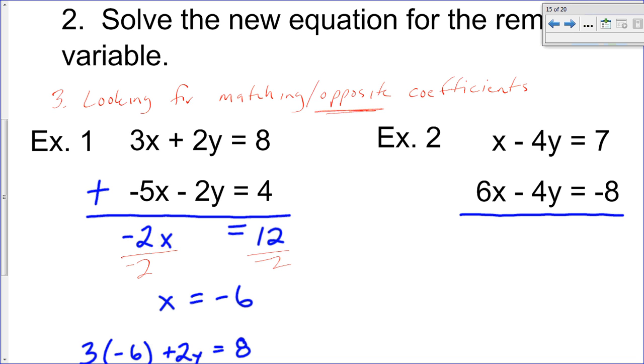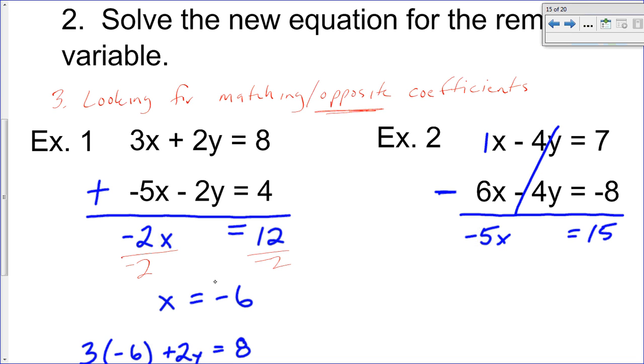So we'll draw my line here. Now the difference here is instead of adding, because if I added these together, I would get 7x and I would get negative 8y. Those don't cancel out. So adding these won't work. But if I come out here and subtract, check out what happens. I have 1x minus 6. That's negative 5x. I have negative 4 minus negative 4. Negative 4 minus negative 4 is like negative 4 plus 4. So those cancel each other out. Then over here, 7 minus negative 8, that becomes addition. You get a positive 15.